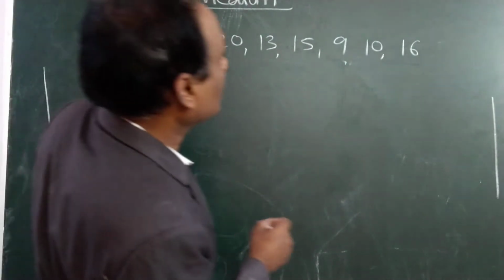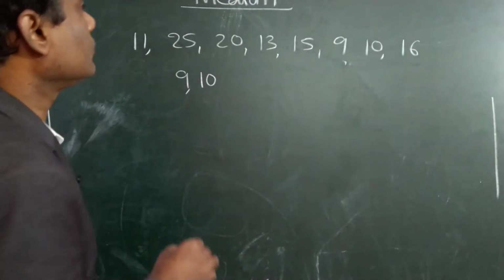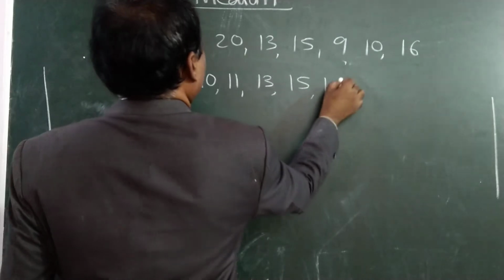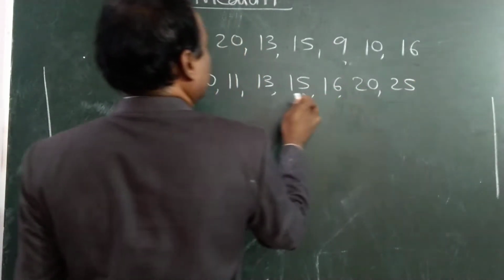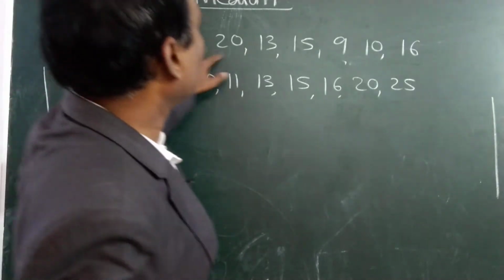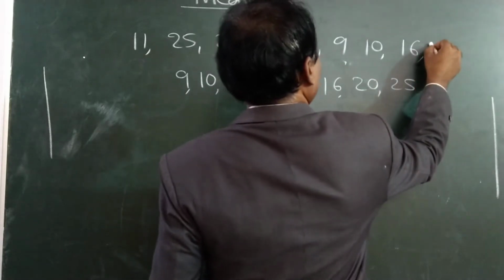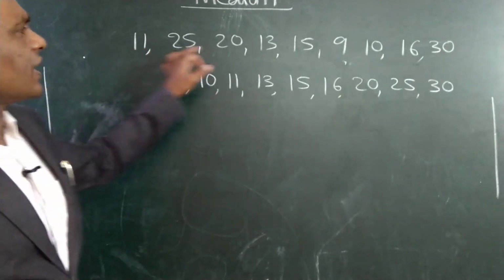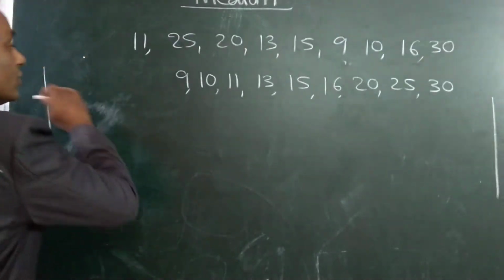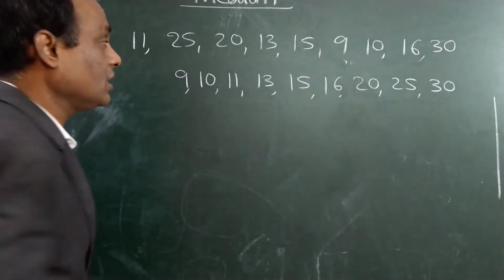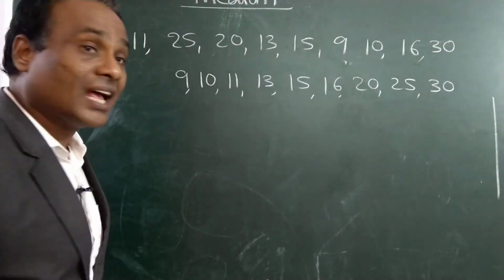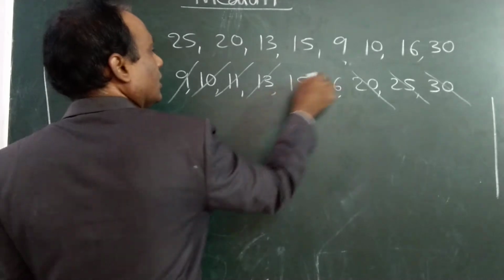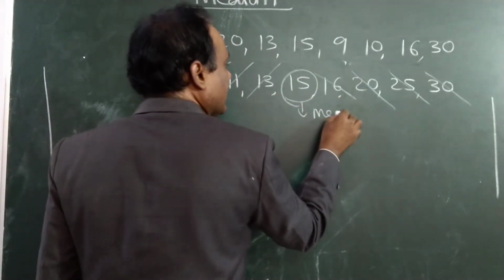Smallest is 9, next 10, 11, 13, 15, 16, 20, 25, 3, 5, 8. I will take one more, say 30. So, if raw data is given, arrange it in ascending order, smallest to greatest. The middle observation is called the median, that's all. Middle means, which is the middle number? The middle observation is the median.